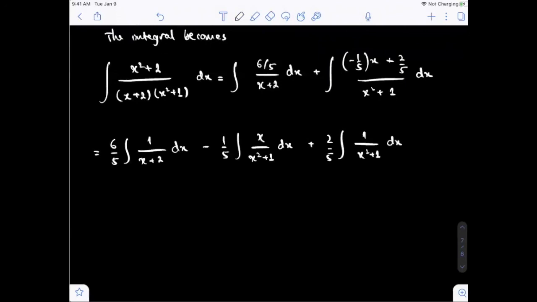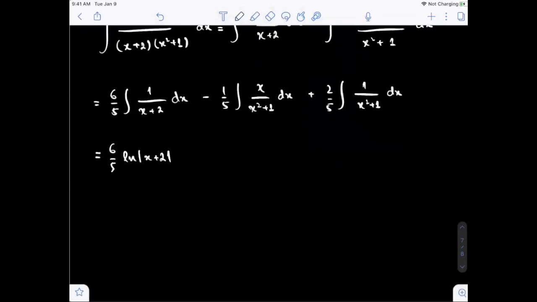So I moved a little bit fast, but most of the technicality you already know. Right. So now you have 3 integrals. This integral is equal to 6 over 5 times ln of absolute value of x plus 2. The last integral is 2 over 5 times arctangent of x. Right. So the middle integral can be done by u substitution.